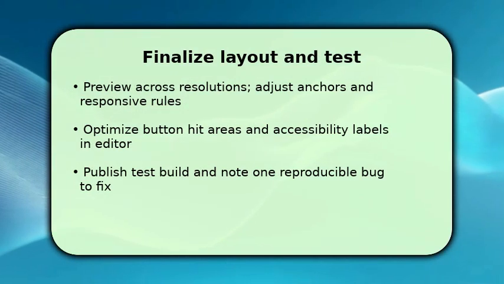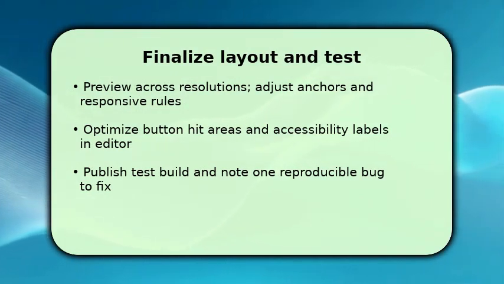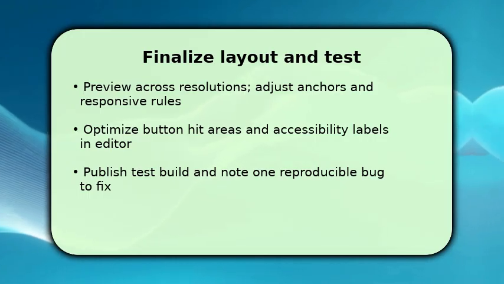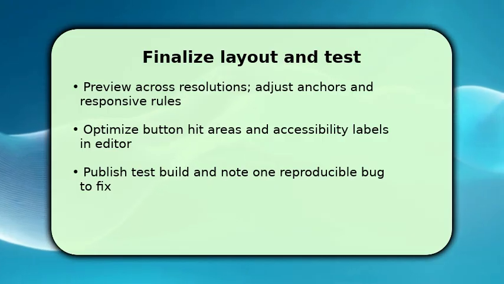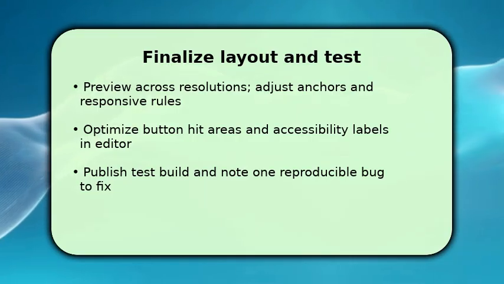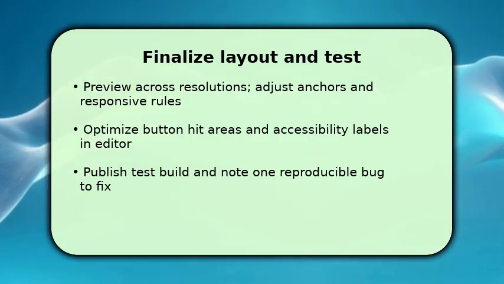Preview the menu at multiple resolutions, set anchors or constraints so elements scale properly, and enlarge hit areas for reliable taps. Once satisfied, run a publish or test build and exercise every path to confirm visuals and navigation work. If something breaks, reproduce the exact steps and check layer order, anchor settings, and target links. That single reproducible bug is the fastest route to a targeted fix.